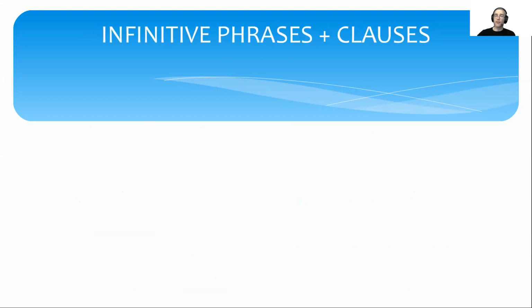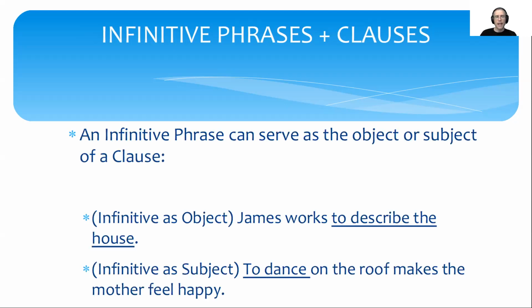An infinitive phrase plus a clause. So how can we use the infinitive phrase in the context of a clause, just as we can use the gerund phrase like a noun, and we can use the participle phrase like an adjective? How do we use the infinitive phrase? The infinitive phrase, like the gerund phrase, can serve as the object or subject of a clause. It can serve as the object or subject of the sentence.